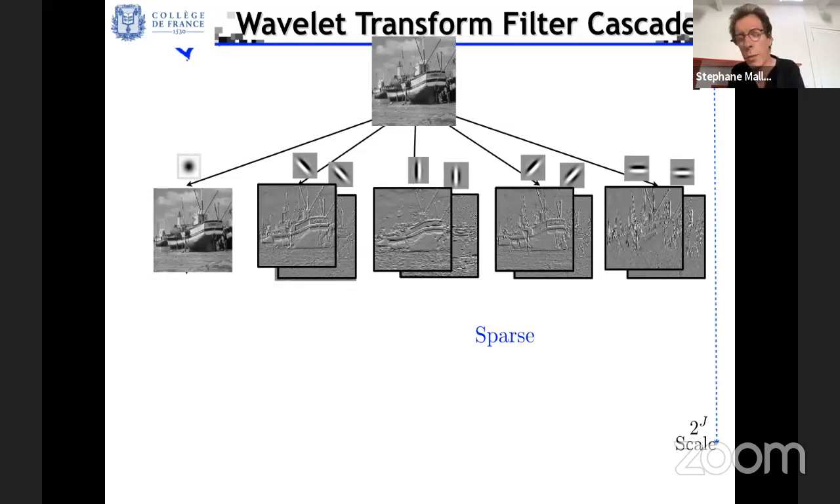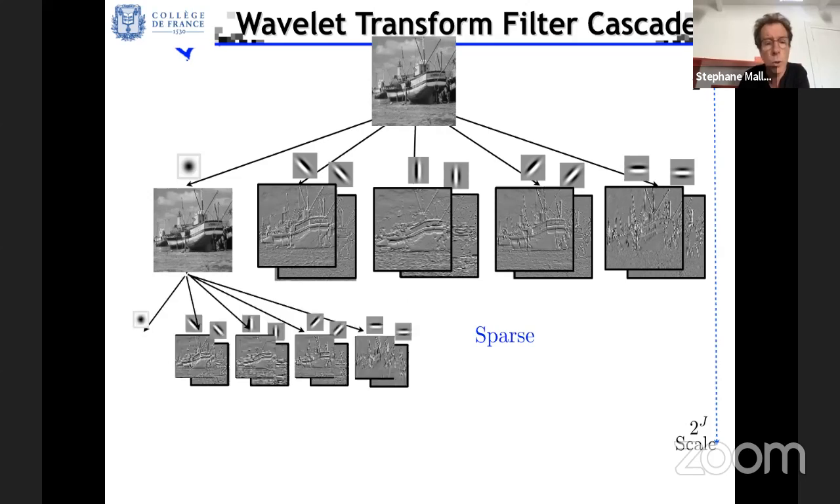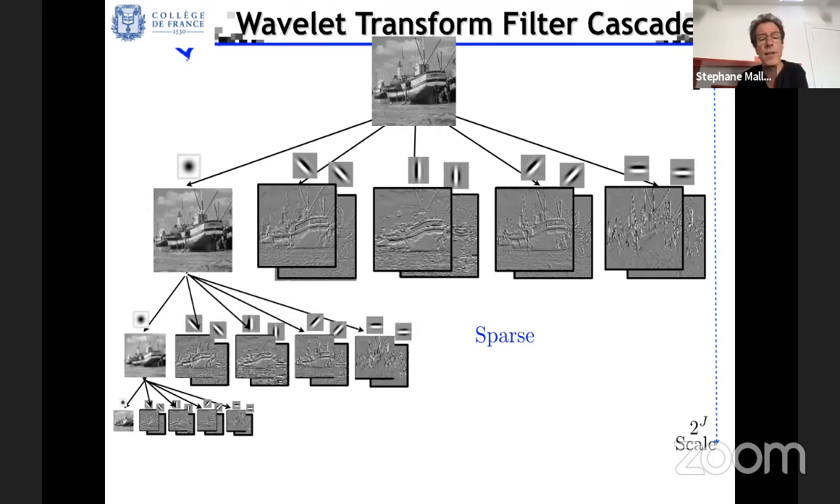It had been very much studied, in particular for compression and denoising in the 90s. And you have this fast wavelet transform algorithm, which first computes the fine scale, the average, from which you compute the next scale, the next scale. So that looks like the first very simple structure, which has some kind of similarity with the cascade of a neural net.